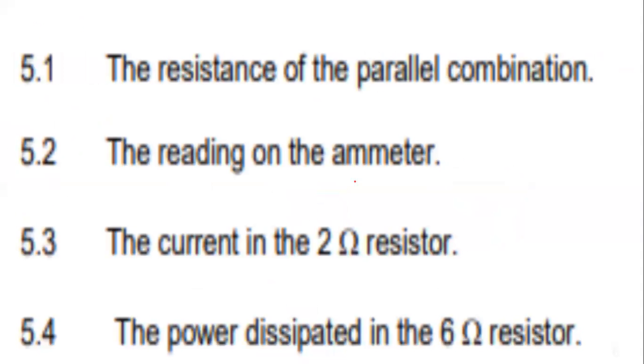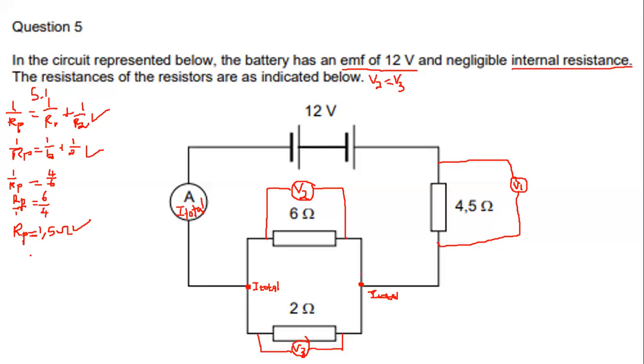Then let us calculate the reading on the ammeter. Now the reading on the ammeter, and this is now question 5.2. Now I can see that this ammeter measures the total current. So it means I will need the total resistance and I will need the total voltage. What I definitely have is the total voltage, and I am aware that the total voltage, which is the EMF, or the total potential difference, is giving me 12 volts. I want the total current. It means I must have the total resistance.